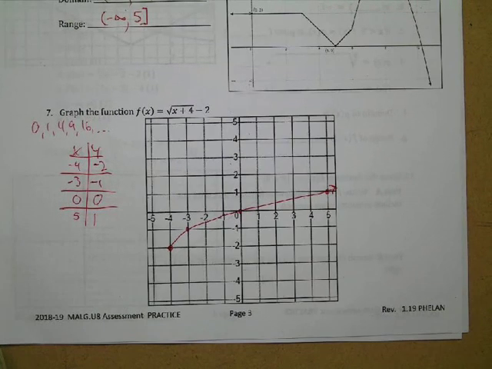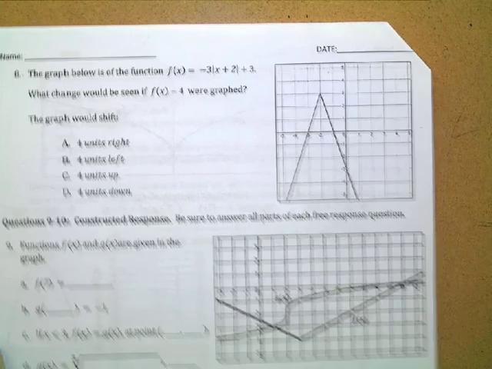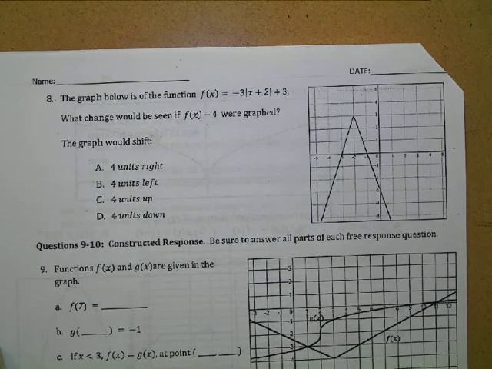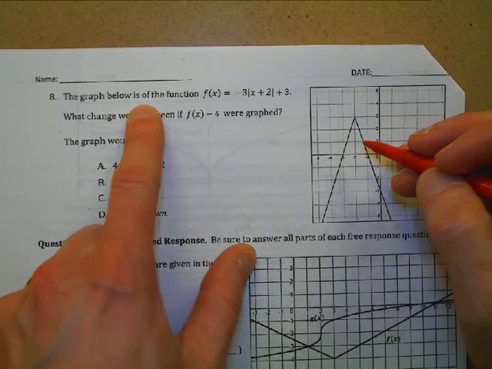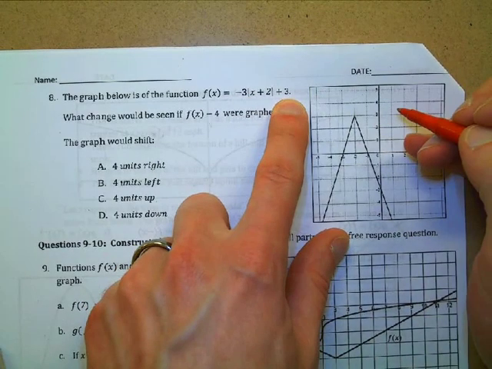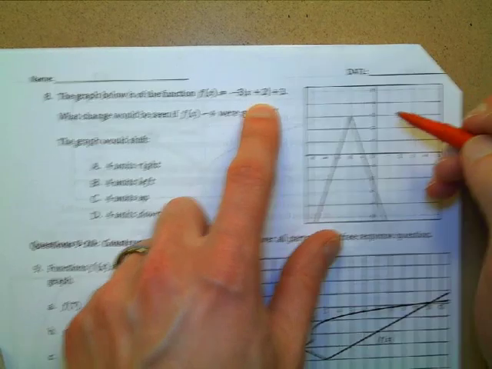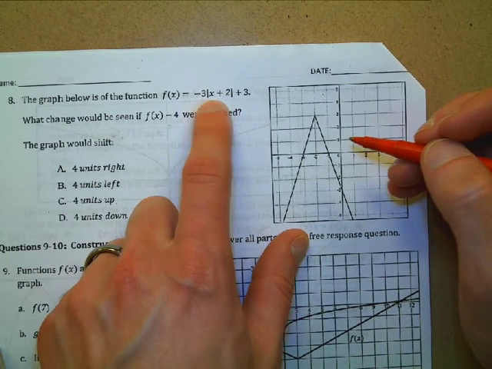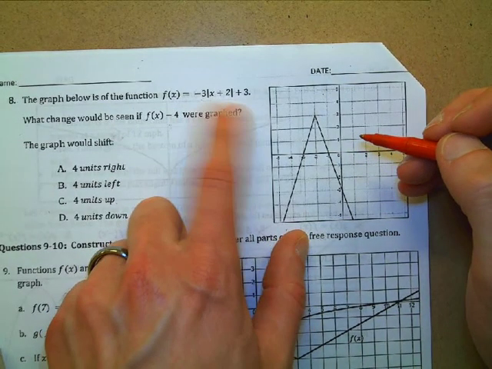All right, that's number 7. All right, a couple more questions here, folks. Almost done. All right, so let's see here what we got. Number 8. Okay. Graph below, or to the right here, is of the function f of x equals negative 3, absolute value of x plus 2 plus 3. Okay. Can you see the transformations in it? How is this telling us how to shift? What? Left 2 and up 3, left 2 up 3.